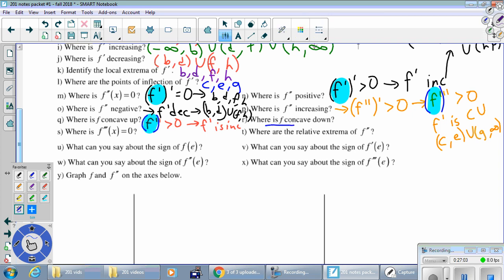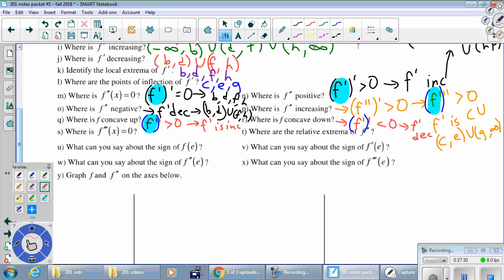Where is F concave down? It's the same deal as with Q. So F concave down means F double prime is negative, and then we put our sneaky parentheses around the only function we are interested in analyzing, and this translates to F prime being decreasing, which I'm sure we've answered up above. It's part J.